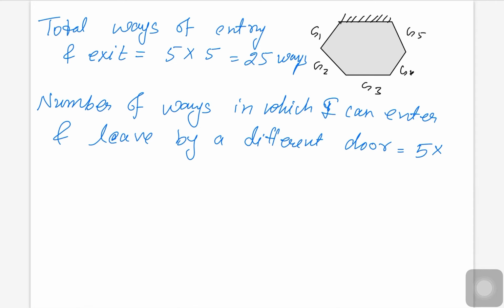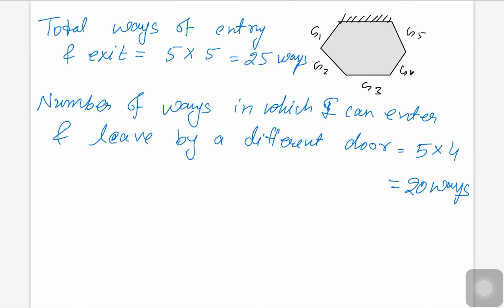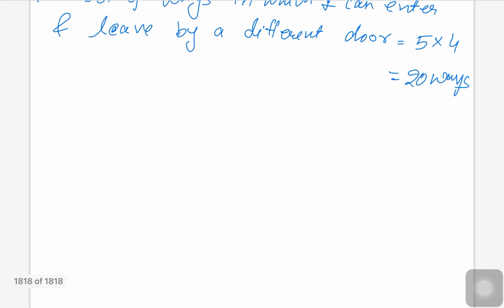So let us assume if I am entering from G3, now I cannot exit from G3. Why? Because there is a condition of different doors. So I have total 4 ways. So there are total 20 ways of entry and exit by different doors.